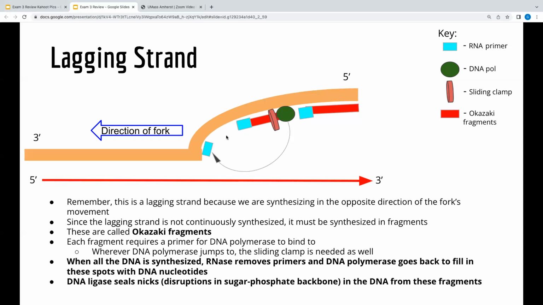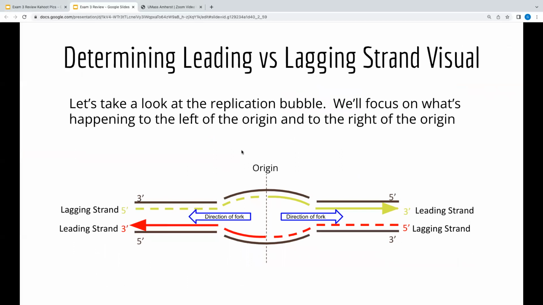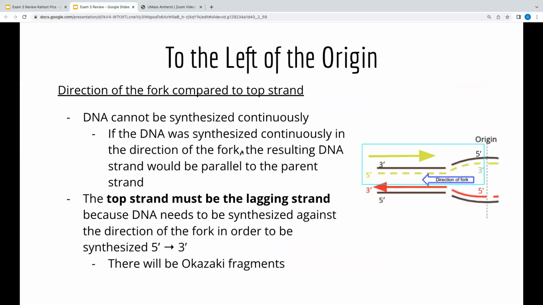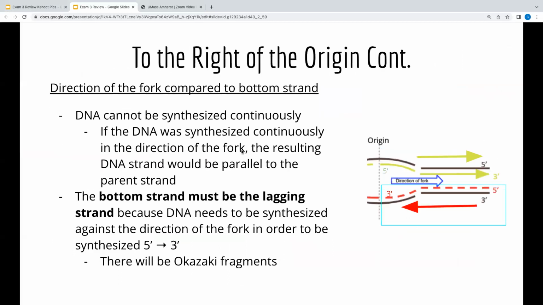And the reason, again, that it can't go in this direction and go all the way on this side is because it can only add to the 3' end of the DNA. So this is just kind of what I was walking through earlier. Yeah, this is just in word form, what I was just saying earlier, walking through the logic.